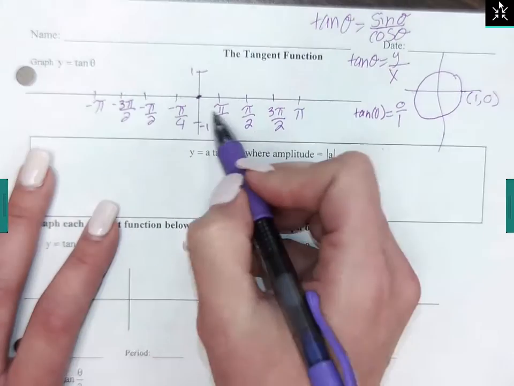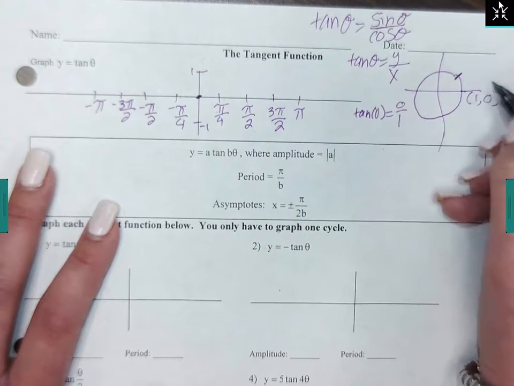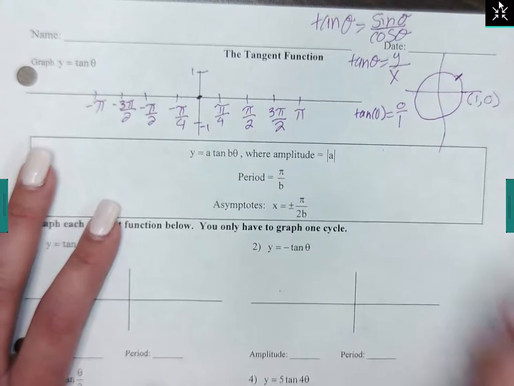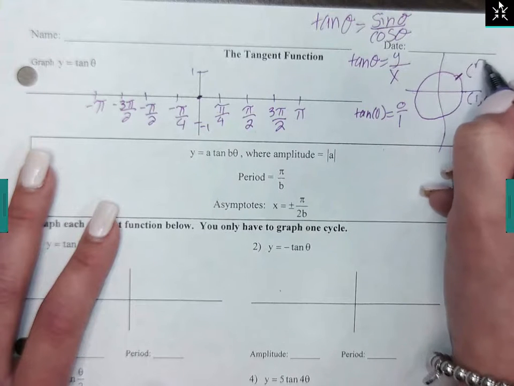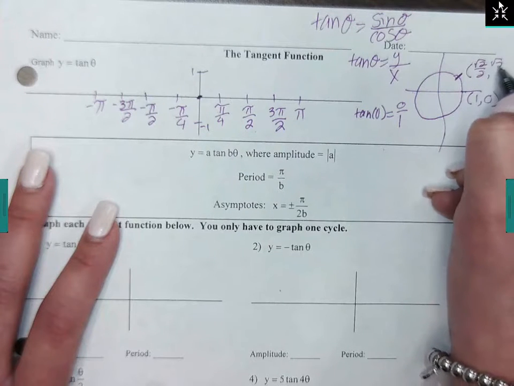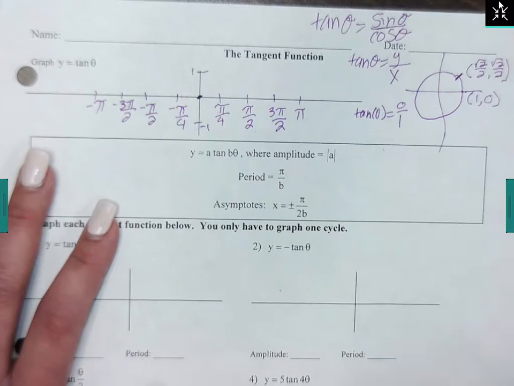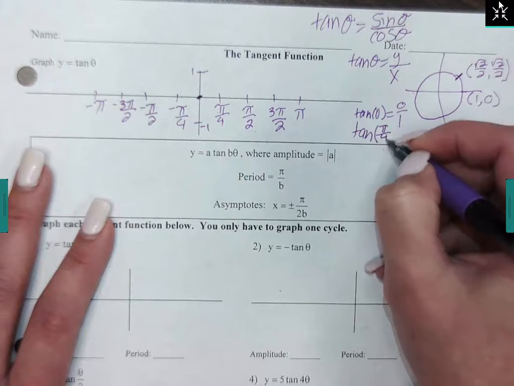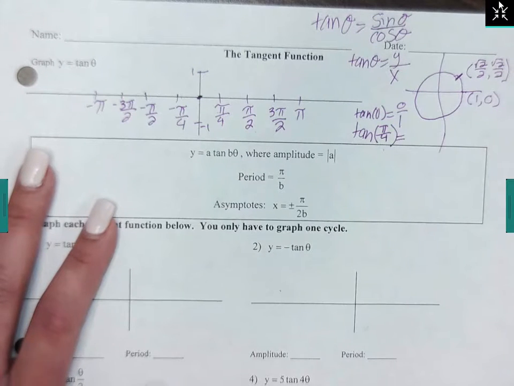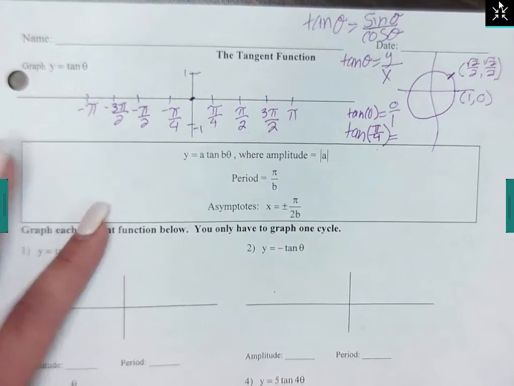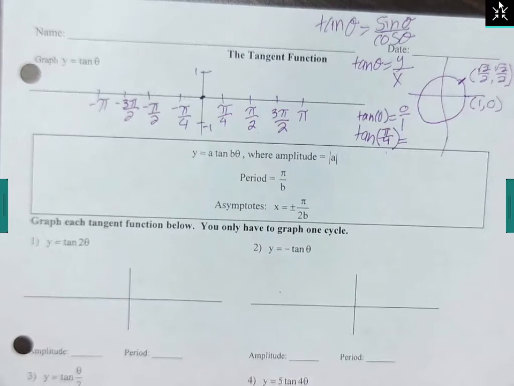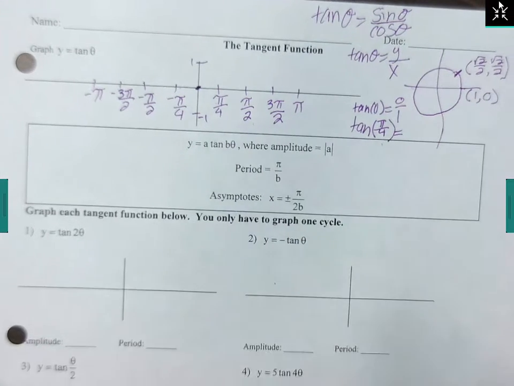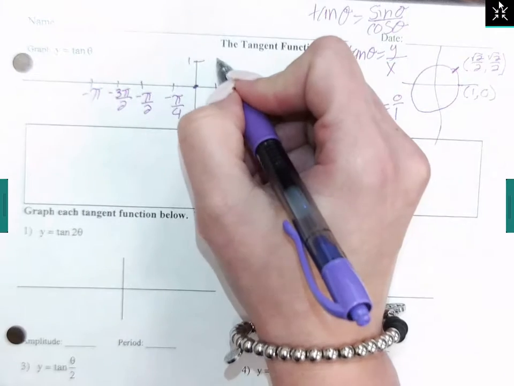Okay, pi over 4, guys, pi over 4 is right here at the 45 degrees, right? And what are the coordinates here? Right. So what's the tangent of pi over 4? It's just 1. Do y'all see why it's 1? It's the square root of 2 over 2 over the square root of 2 over 2, which is just 1. So pi over 4 is just 1.